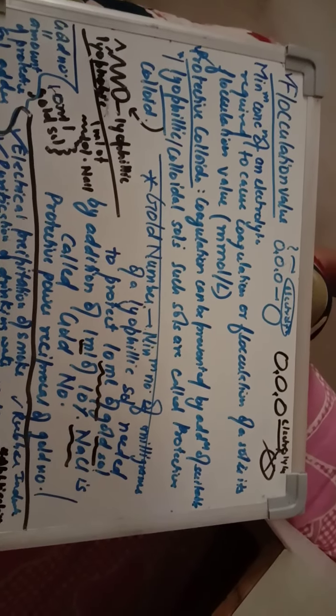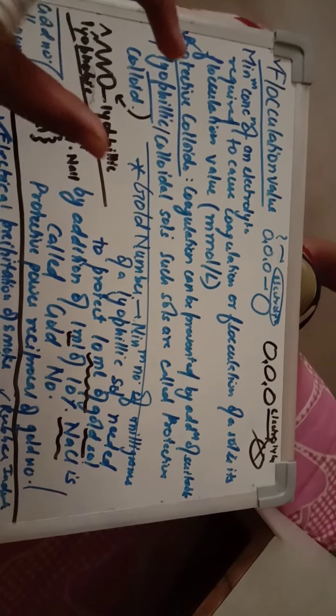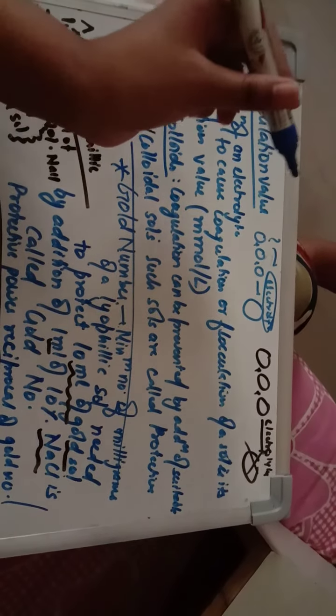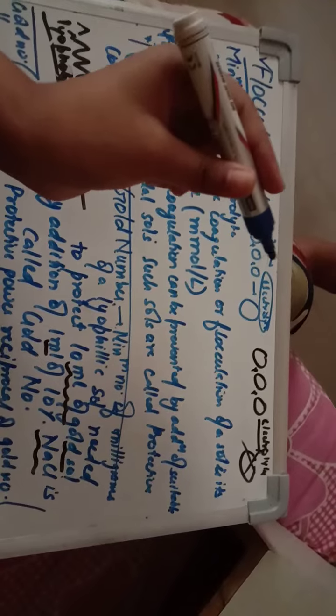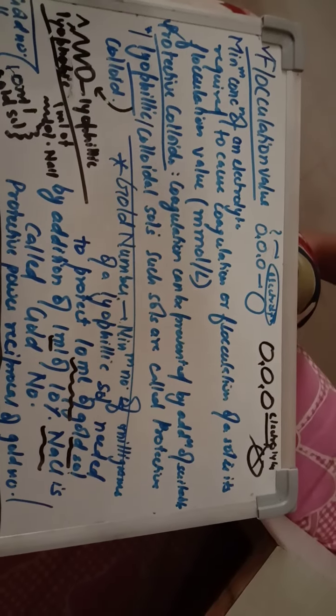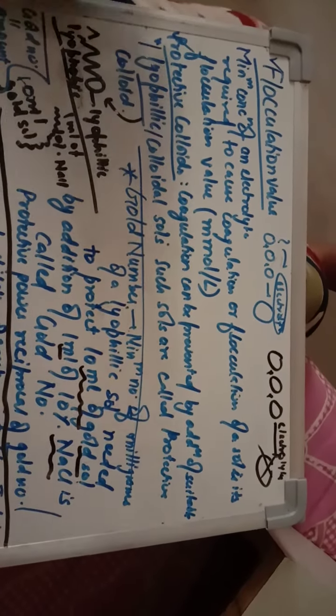So what is flocculation value? Flocculation value is the minimum concentration of electrolyte which is required to cause coagulation or flocculation of a sol. It is measured in millimole per liter. So basically, if we take a bunch of colloids and add electrolyte, it precipitates. The minimum amount of electrolyte that I add to cause coagulation or flocculation is called flocculation value. It is usually in millimole per liter.